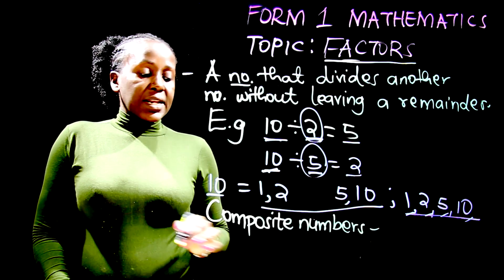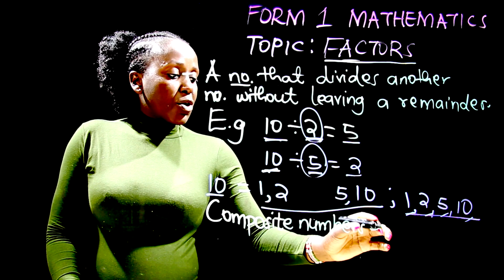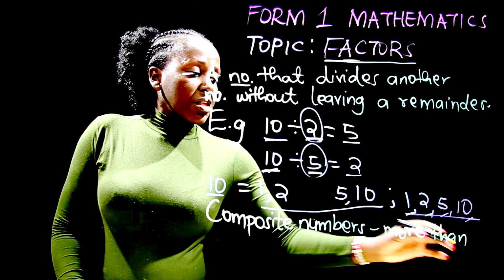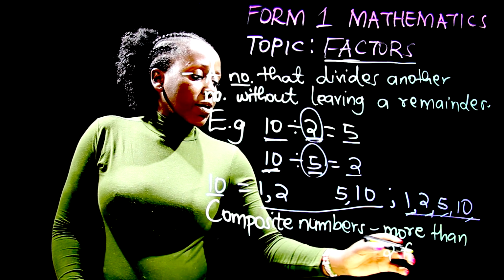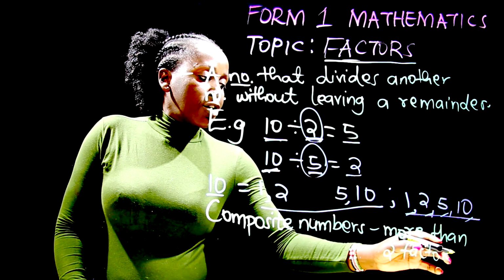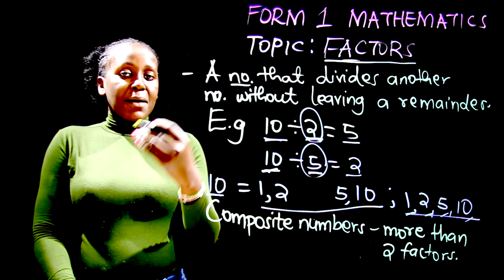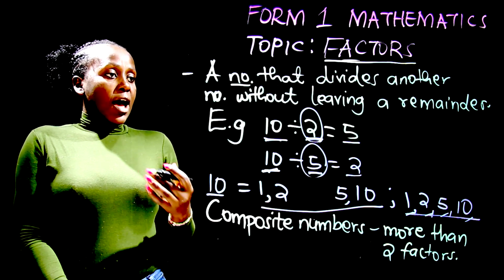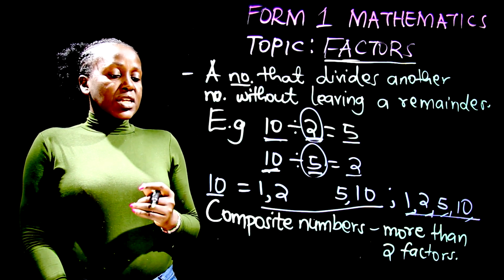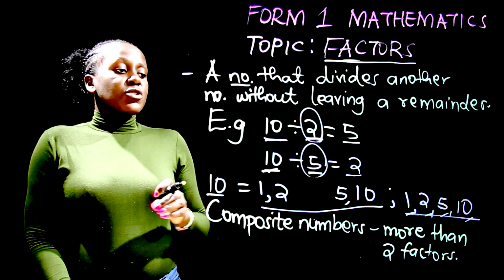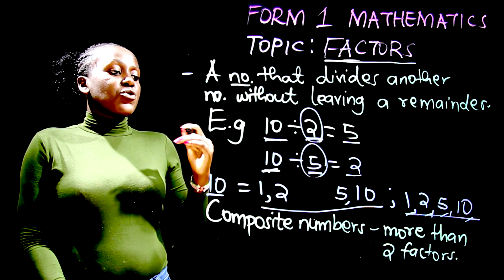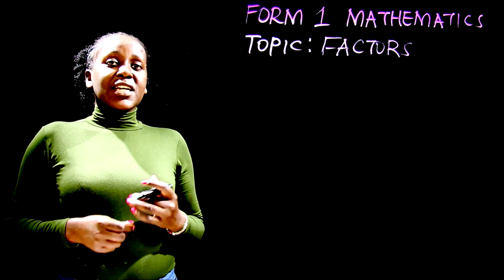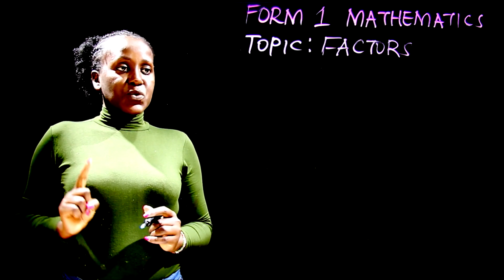So these are numbers that have more than 2 factors. Okay, so the opposite of prime numbers is composite numbers. Now, I'll give you a few questions that you're going to do to test yourself on whether you can list factors of different numbers. Now, let us attempt one more example together.